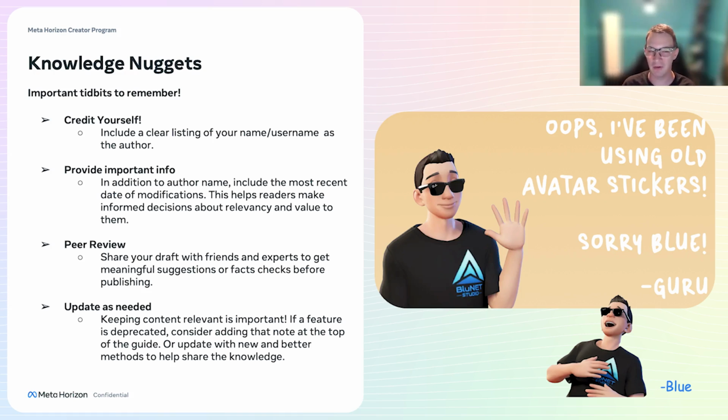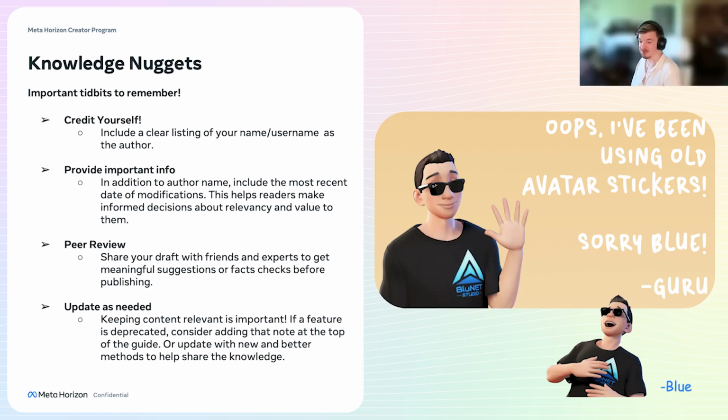Seek out peer review. Put it in front of your friends. Put it in front of people who aren't your friends. Your friends a lot of times are going to be nice, but maybe find someone that doesn't care to hurt your feelings. So share your draft with friends and experts to get meaningful suggestions or even fact checking your steps. And then update as needed. So keeping the content relevant is important. If a feature has been deprecated or if something has changed, be sure to go back to your document and keep it updated.